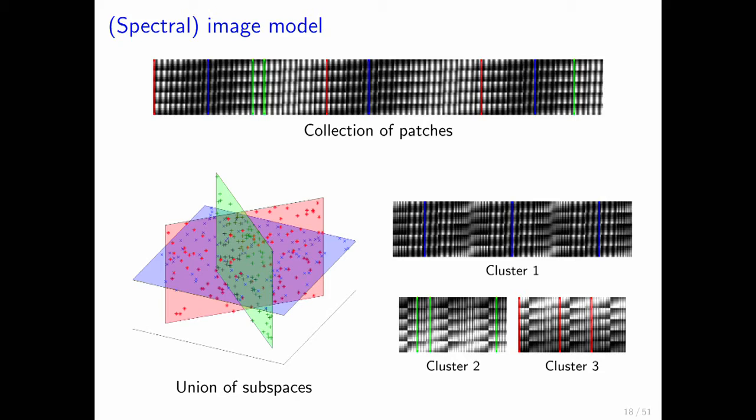Sarah? Yeah, Grace. Do the patches overlap each other at all? They do, yes. That's right. So if I had n pixels in my original image, then I would have n columns in this matrix. Yeah, exactly. Was there another question? Right. I guess technically you wouldn't have to do that, but empirically that leads to significant improvements in performance.